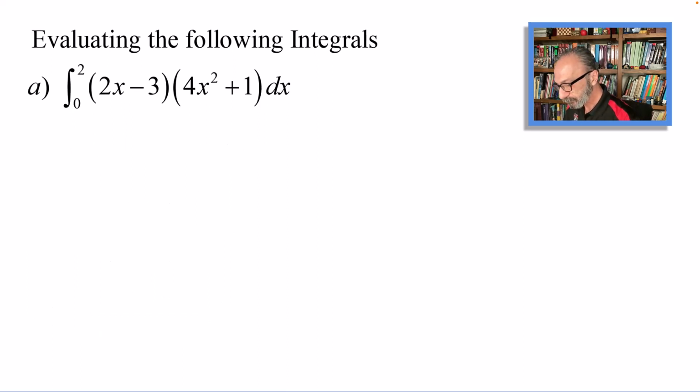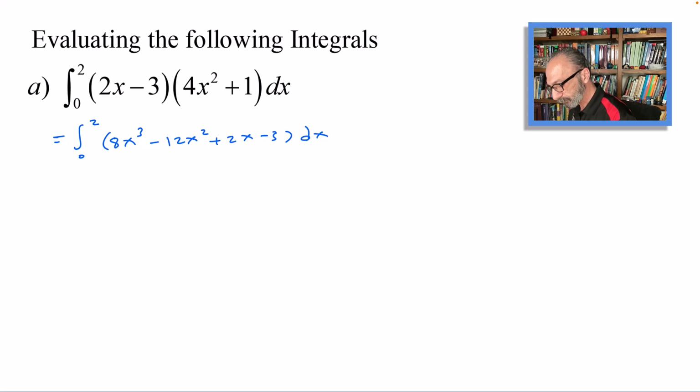Here's part A. To do this, we can't use substitution. We have to do the distributive property and make it a standard form of polynomial. So we have the following equal to the integral from 0 to 2 of 2x times 4x to the second, that is 8x to the third, minus 12x to the second plus 2x minus 3, all with respect to x.